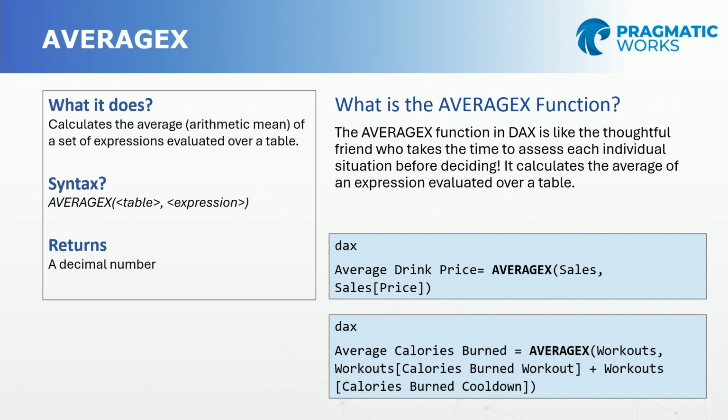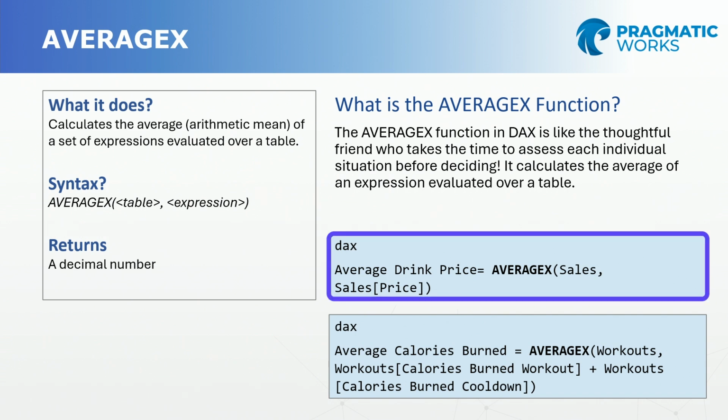The example here is the average drink price. We could just, across the sales table, find the sales price. This is very similar to what we might just do with the average.